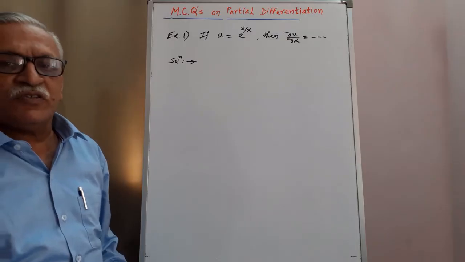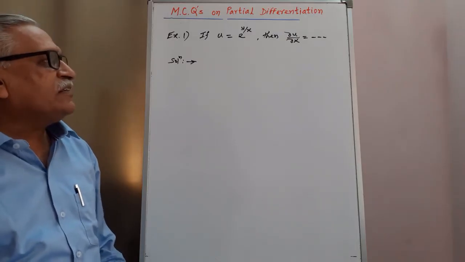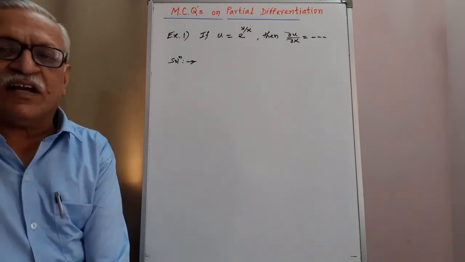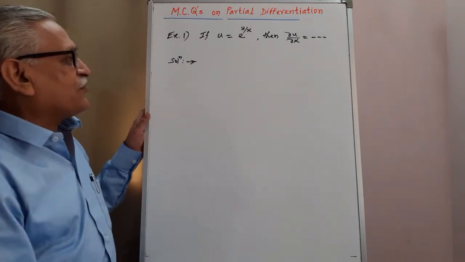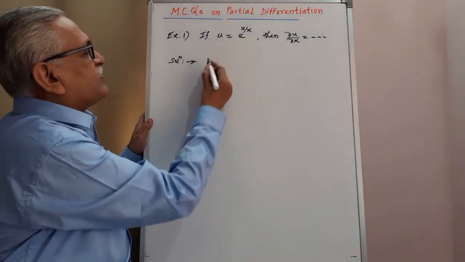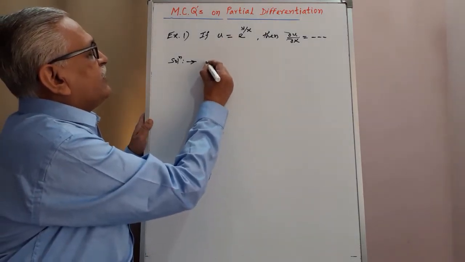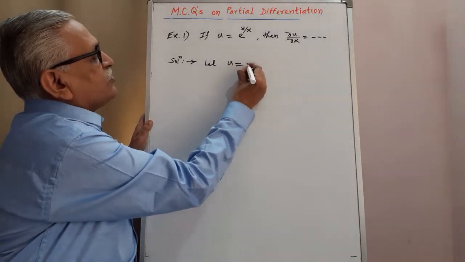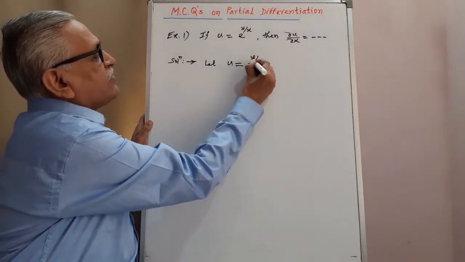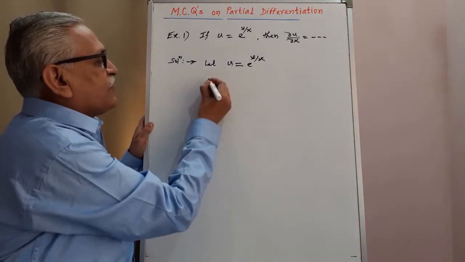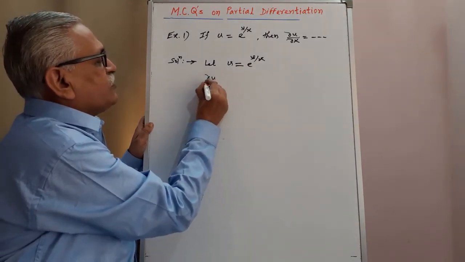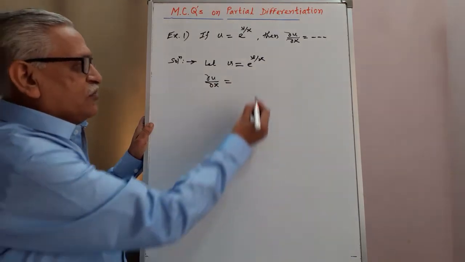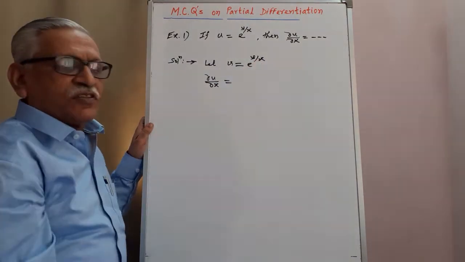If u is equal to e raised to y by x, then dou u by dou x is equal to. Find the correct answer out of the 4 options. To find the correct option, here given u is equal to e raised to y by x, it is required to differentiate u with respect to x, keeping y constant, and therefore here y is a constant term.